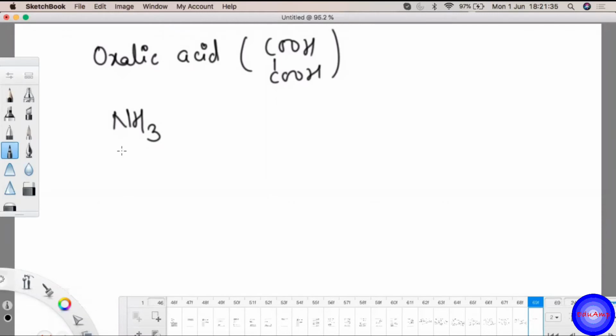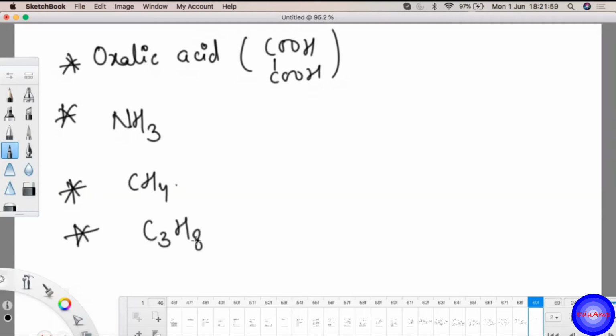Please continue. Oxalic acid, NH3. You have to calculate molecular mass of these two, and then you can calculate molecular mass of CH4, which is quite simple. Then comes C3H8. Carbon has atomic mass of 12, hydrogen 1, nitrogen 14.